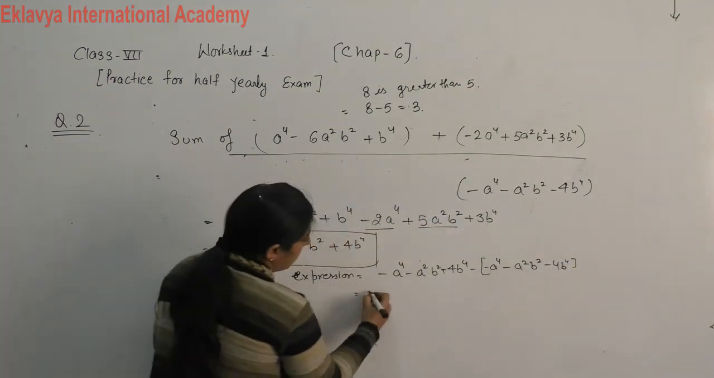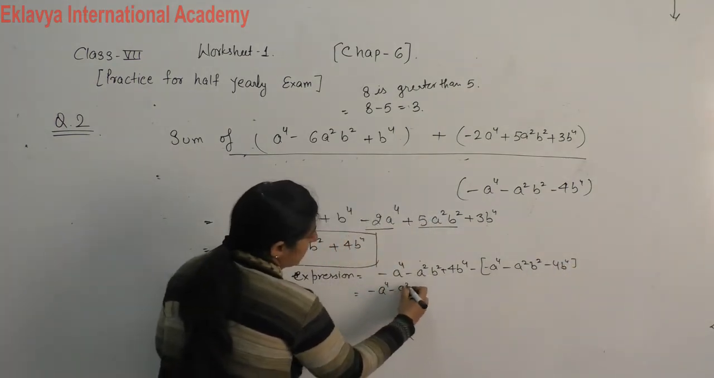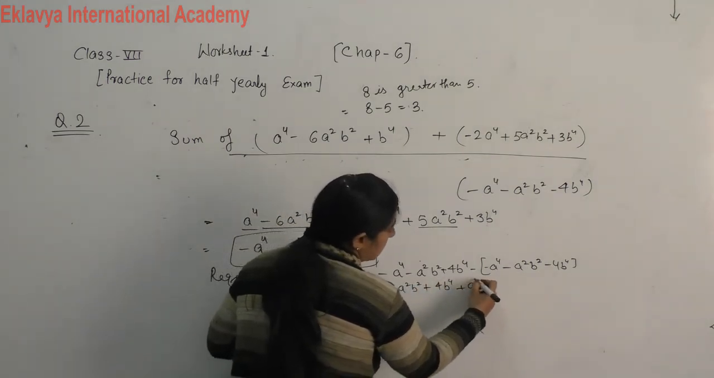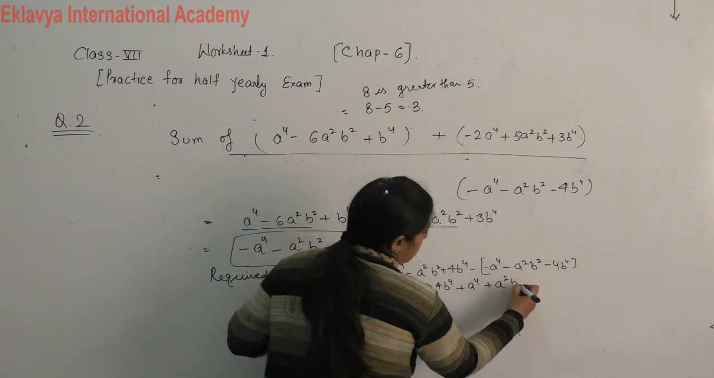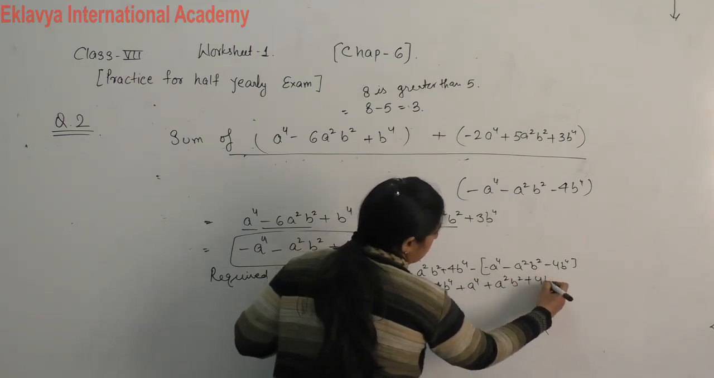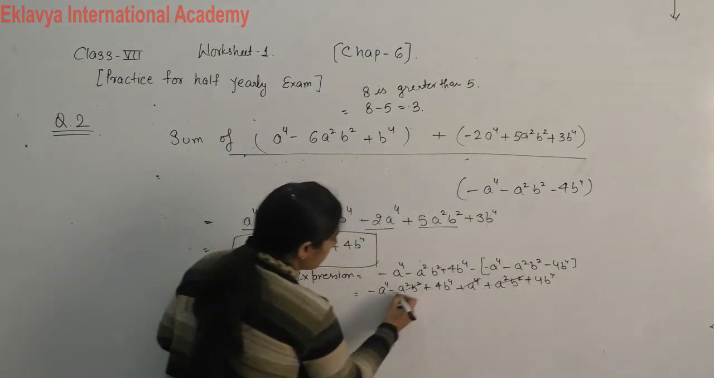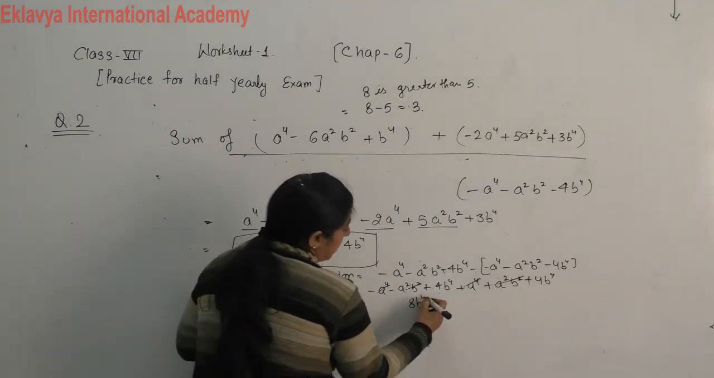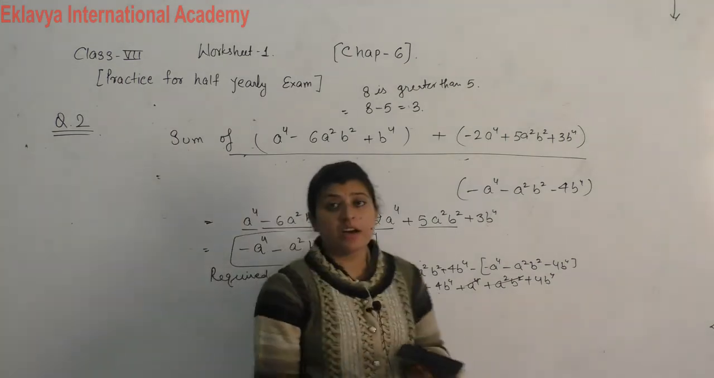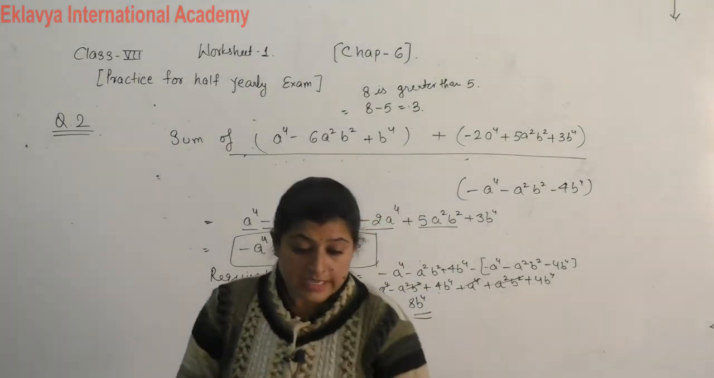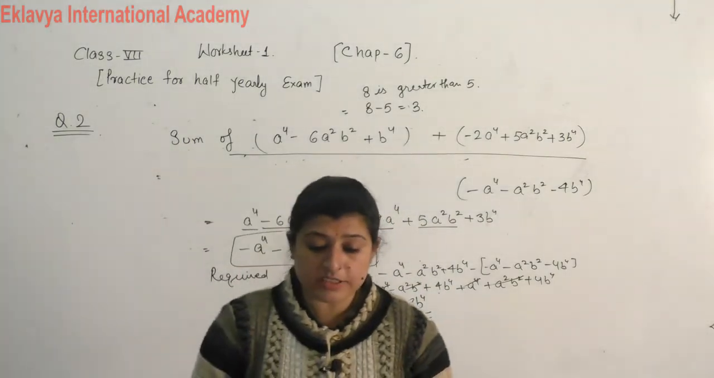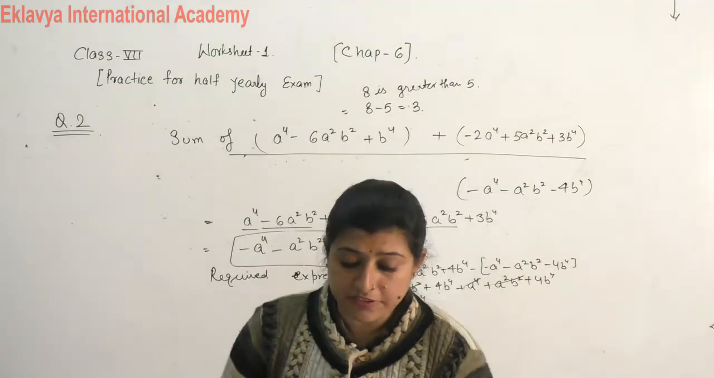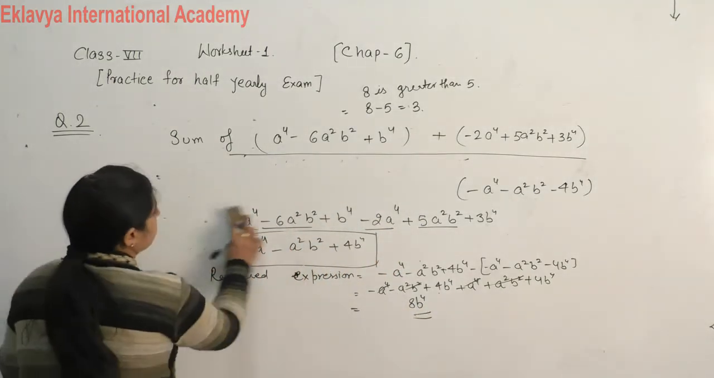Then solve it. Minus a power 4 minus a square b square plus 4b power 4, minus, plus, minus, plus. If you see, they cancel out, then it becomes 8b power 4. This is our answer. Next one: from the sum of this and this, subtract the sum of this and this, and write the degree of the difference obtained.